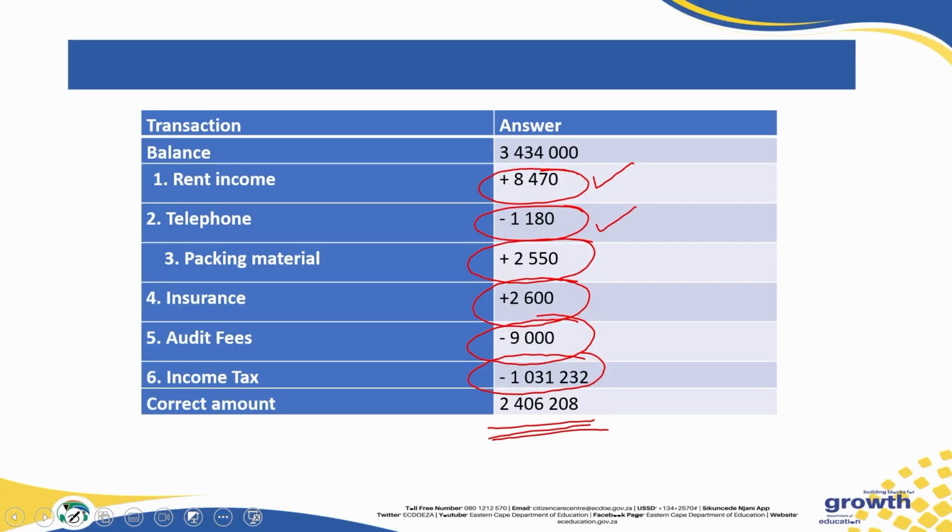So now looking at the final slide, with our rent income, as we said, we are going to add the 8,470. We are going to minus the accrued expense, which is 1,180. We are going to add the 2,550, which is packing material, which is an asset. We are going to add insurance, which is an asset because it is prepaid. We are minusing the audit fees as we should have. We are minusing our income tax because it's an expense to us. And this is our final answer that we are looking for, which is 2,406,208 Rand. Remember that you start from the balance that you were given and you add or subtract to get down to the final answer.